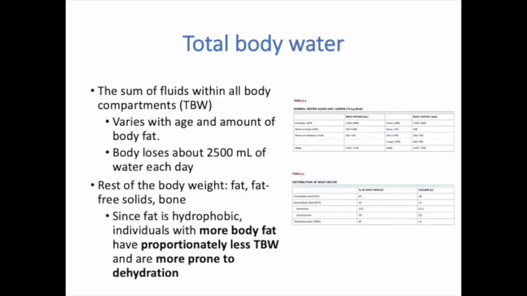So what are we talking about when we say total body water? Well, this is the sum of fluids within all the compartments. This constitutes a total body water, or TBW. For instance, the volume of TBW is usually expressed as a percentage of body weight in kilograms, and the total volume of body water for, let's say, a 70-kilo person is about 42 liters. And then the rest of the body weight is composed of our fat-free solids, and particularly our bone mass.